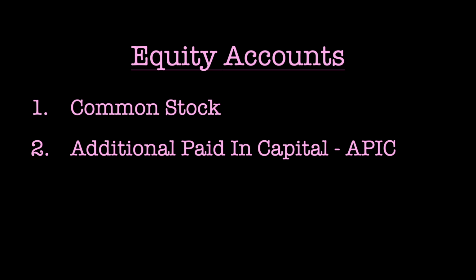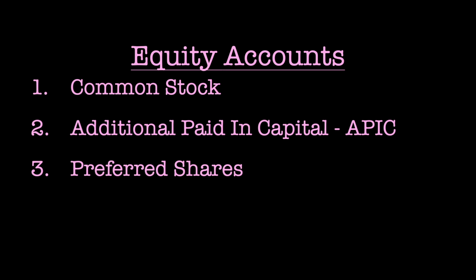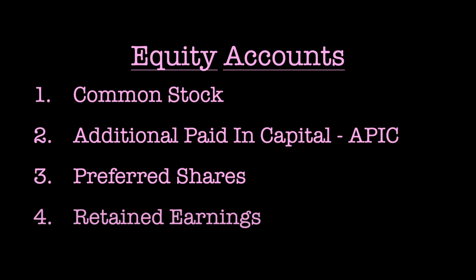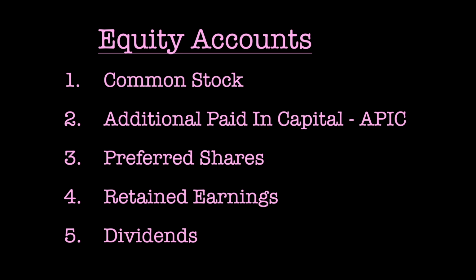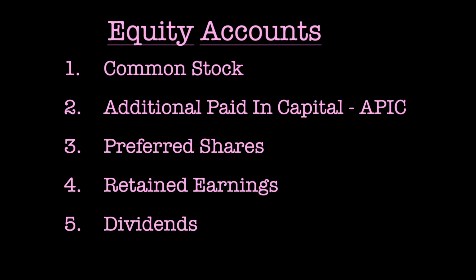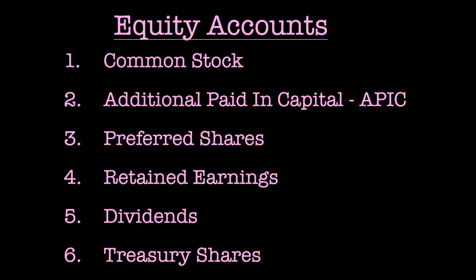The most common accounts under equity are common stock, additional paid-in capital, also known as APIC, preferred shares, retained earnings, dividends, or owner's distributions, and treasury shares. All these accounts are the components that make up the balance of equity. Let's take a look at each. Number 1, common stock and APIC.